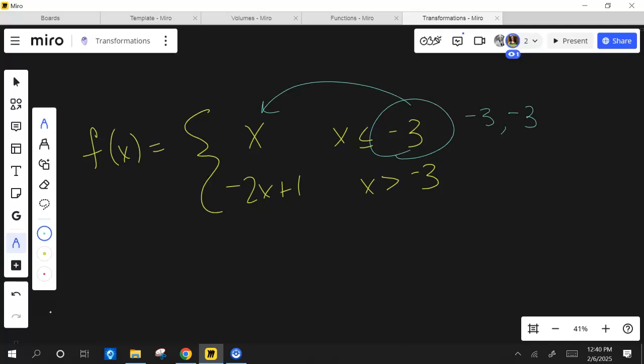Where did -3 come from? This number right here is -3, yes? That's where I pulled -3 from. Where did I get the second one? You plug this into the equation. What's the equation? The equation is y equals x. It makes sense.